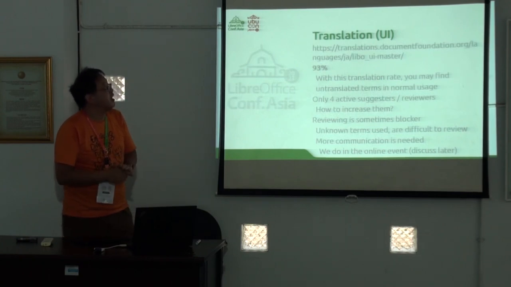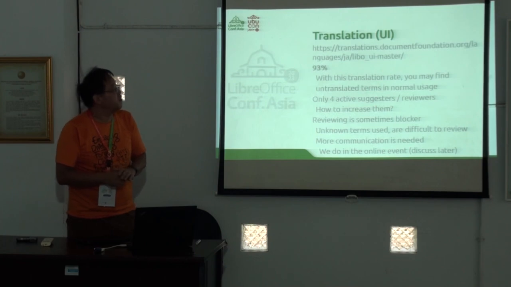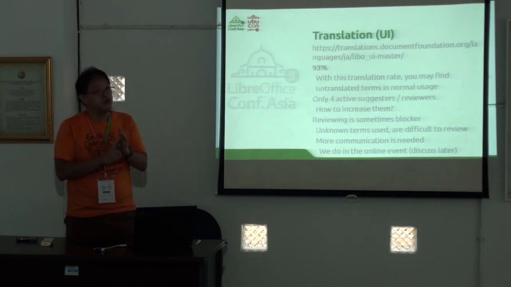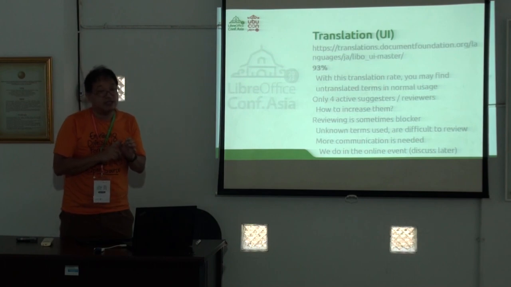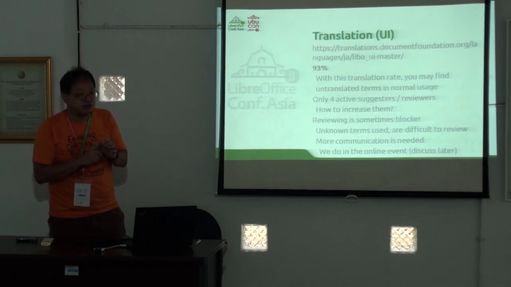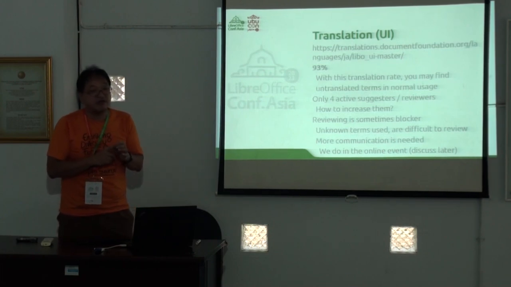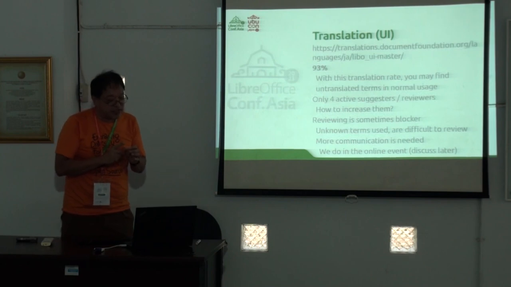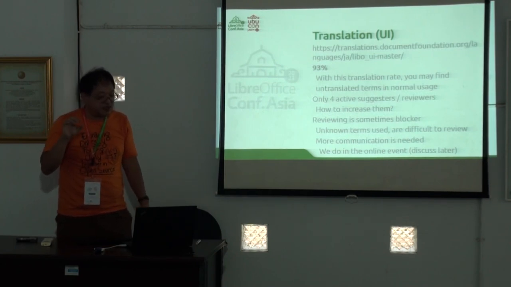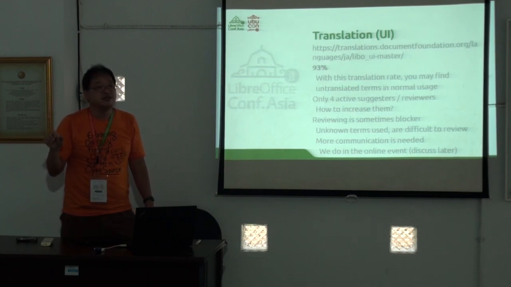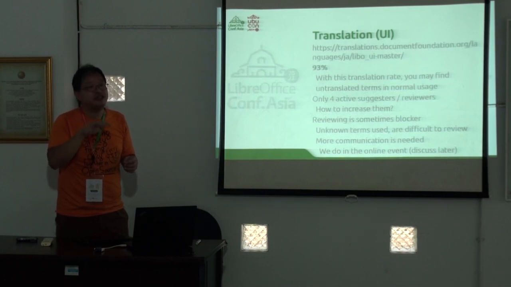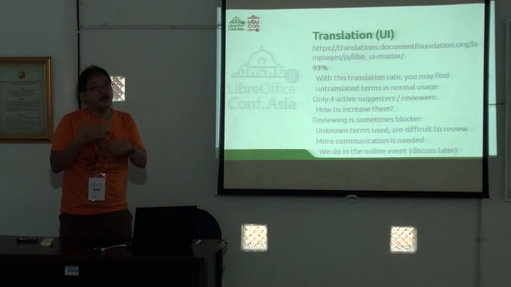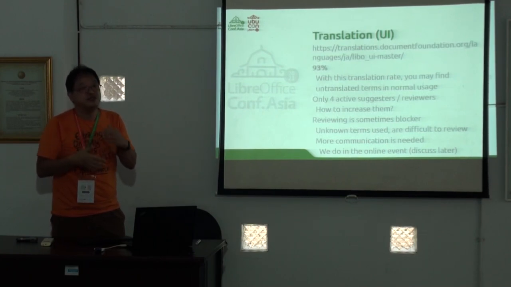And translation or localization. We localize mainly the user interface and help. The user interface translation ratio is 93%. This is quite less than we expected. With this translation ratio, you may find untranslated terms in usage. The threshold is 96 or 97%. If it is over 97%, it is hard to find an untranslated word in usual usage.